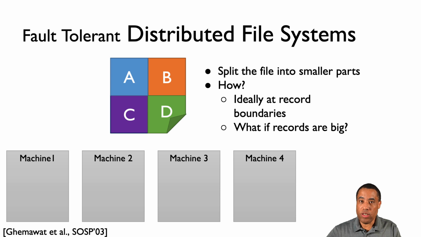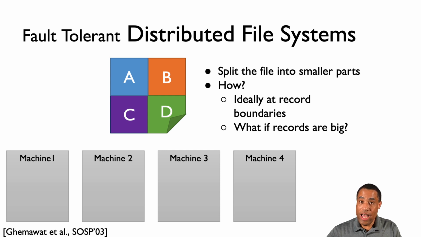Ideally, we want to split at record boundaries so that an entire record fits on an individual machine. But sometimes you may have cases where the records are too big, and so you'd have to use a different approach to be able to find what part of a record is on a particular machine. That's out of scope for what we're going to look at right now. For now, let's assume each record can fit on an individual machine. So we take our file, split it into 4 parts, A, B, C, and D.